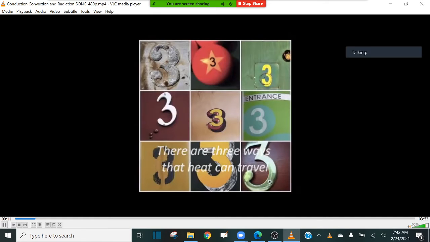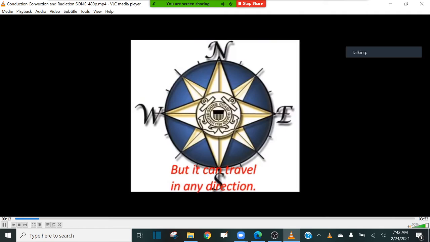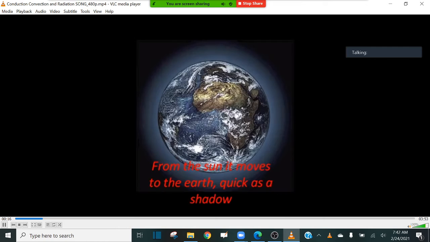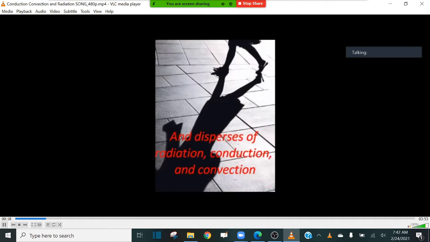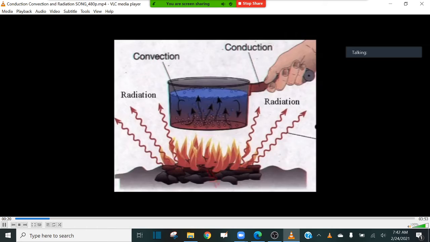There are three ways that heat could travel, but it could travel in any direction. From the sun it moves to the earth quick as a shadow and disperses in radiation, conduction, and convection.